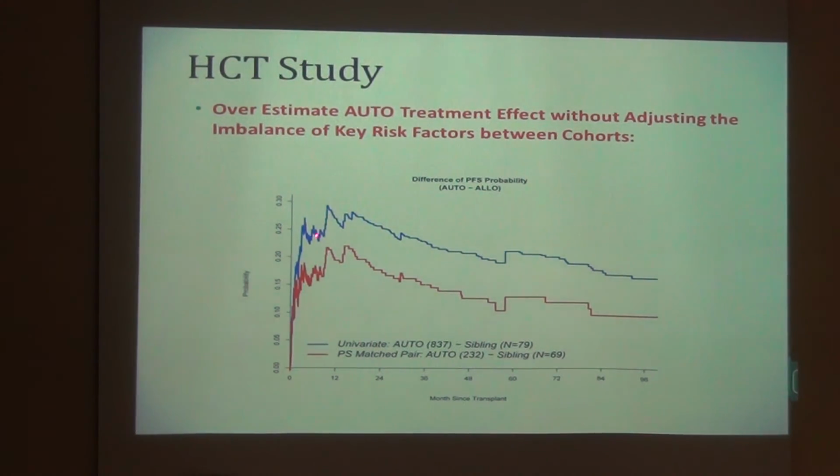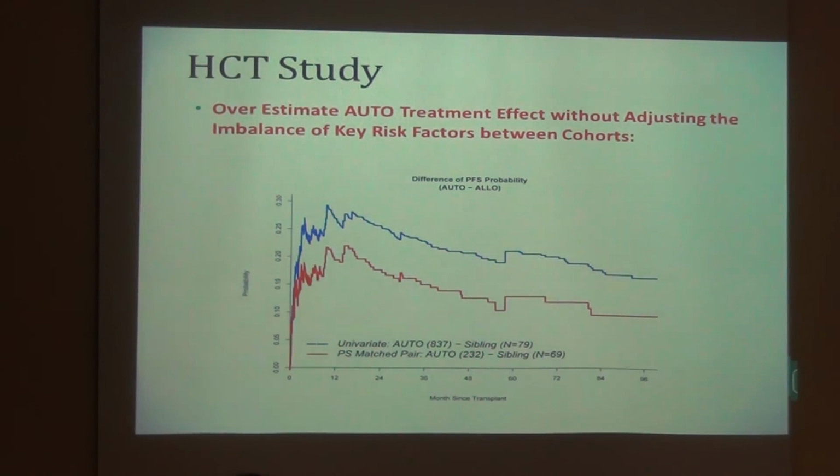See here, this is the difference of the progression-free survival, and you can see that the main change is in the first 2 months, and then it's pretty flat. The blue line is the univariate, without any adjustment: the probability of PFS for autologous minus sibling, 839 and this 790. You can see the difference is over. This is based on the propensity score. You can see that the difference here is 10%. So the total advantage is about 10%. So the treatment effect is overestimated.